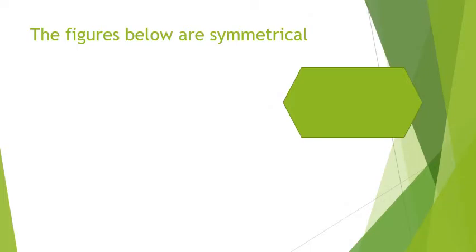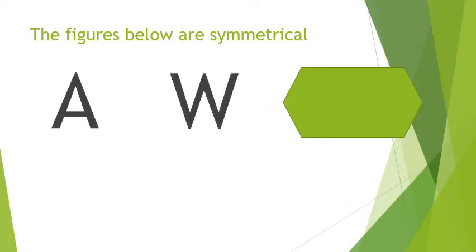Now here are some other figures which are symmetrical. A has one axis of symmetry. W has one axis of symmetry, whereas the other figure has two axes of symmetry.